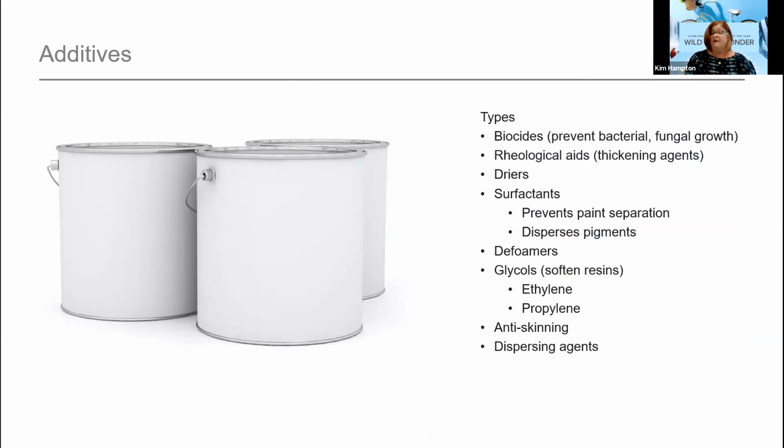Biocides, which prevent bacterial and fungal growth. Rheological aids, which are thickening agents. Dryers, surfactants, which prevent paint separation and disperse the pigments. Defoamers, glycols, which soften the resins, and that would include ethylene and propylene. Anti-skinning and dispersing agents.